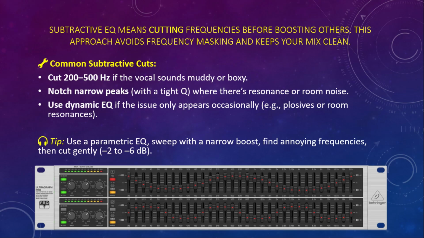Cut 200 to 500 hertz if the vocal sounds muddy or boxy. Notch narrow peaks with a tight EQ where there's resonance or room noise. And use dynamic EQ if the issue only appears occasionally, not all the time. Now here's a tip. Use a parametric EQ and sweep with narrow boosts, finding annoying frequencies, and then cut gently. That is anywhere from -2 to -6 decibels.